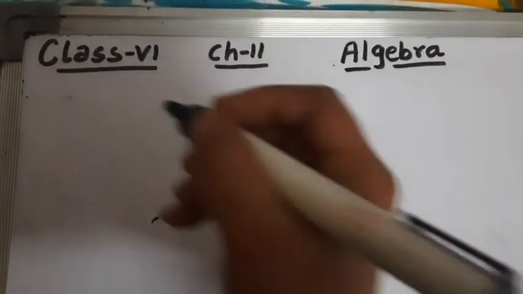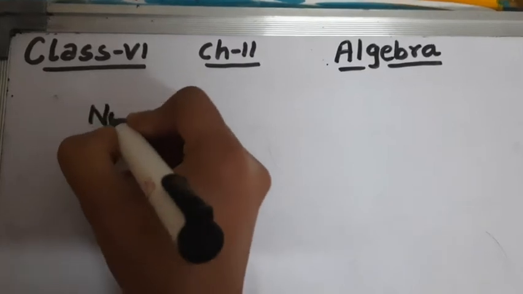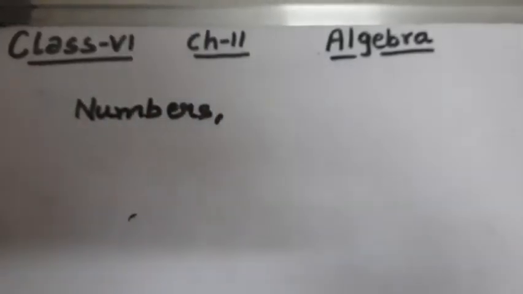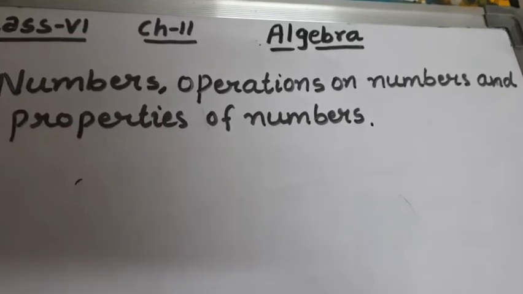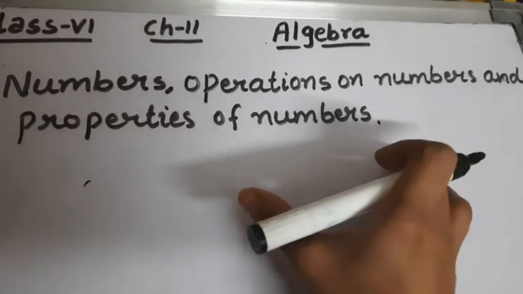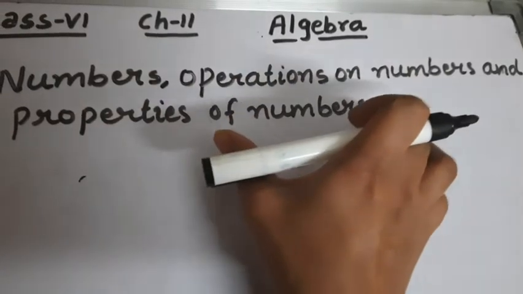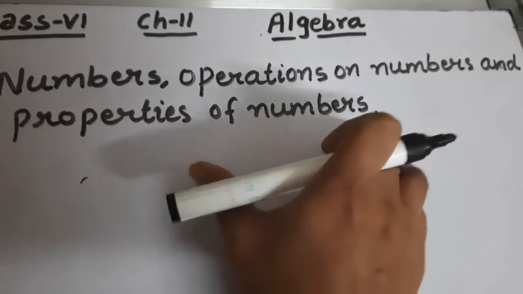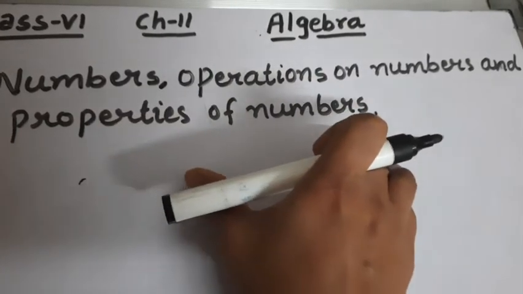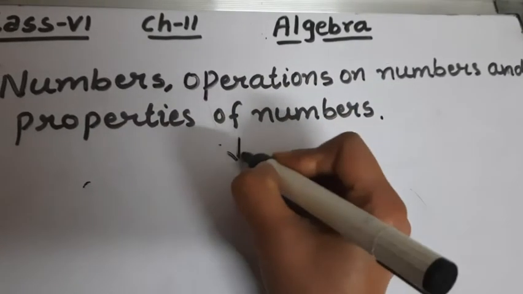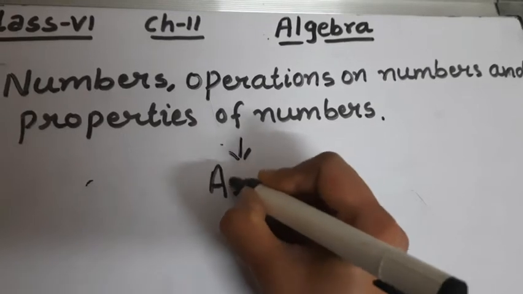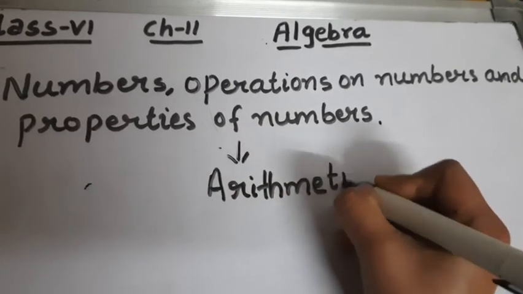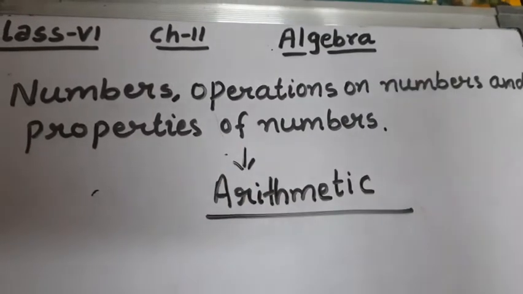Students, we have learned numbers, operations on numbers and properties of numbers. The branch of mathematics in which we study numbers is called arithmetic. Okay? The branch of mathematics in which we studied numbers is arithmetic.